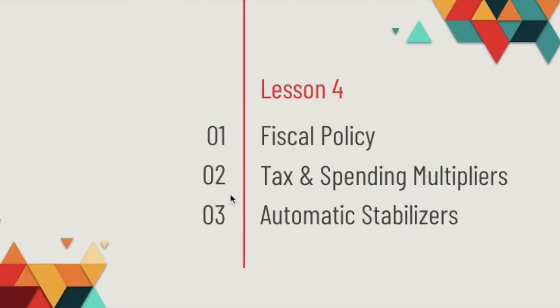In the last class, we went over monetary policy. We said that it was implemented by the central bank to influence unemployment and inflation. We also went over the tools it used to do so. Today we're going to go over something similar, fiscal policy. We're also going to review tax and spending multipliers, do a few practice questions, and go over the concept of automatic stabilizers.